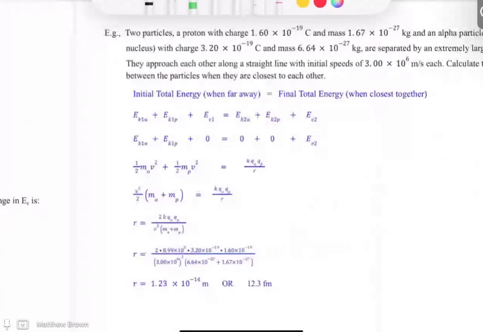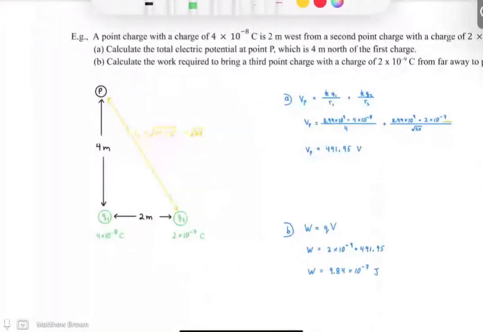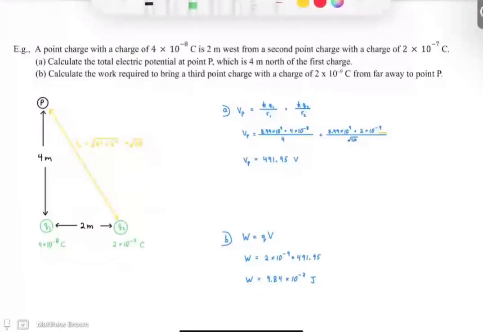Anyway, a couple examples. I already filled them in here just to speed things up a little bit, but I'll go through the analysis so we understand it. In this first example, we have a first point charge with a charge of 4 times 10 to the negative 8 coulombs, 2 meters west from a second point charge. So we've got the first one and the second one.